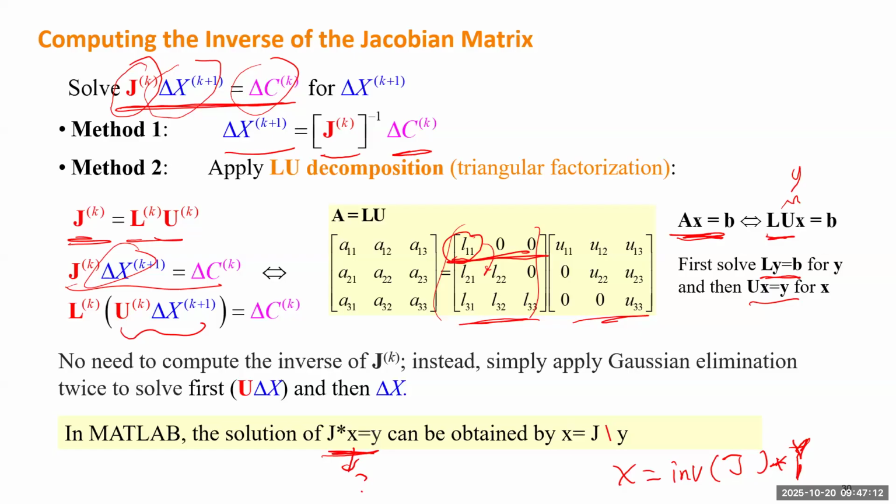But in MATLAB, you can use this command: J backslash Y. When MATLAB sees this symbol, it will do the LU decomposition for you. Okay, so you can compare. You create some maybe random matrix, make sure it's not singular, and you just run the first method and then run the second method with LU decomposition, so you can compare which one is faster.